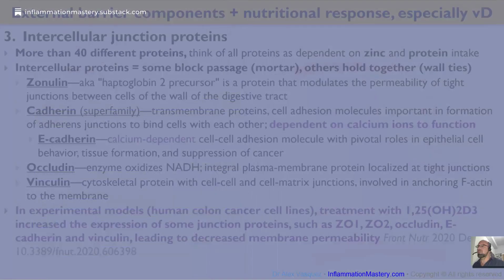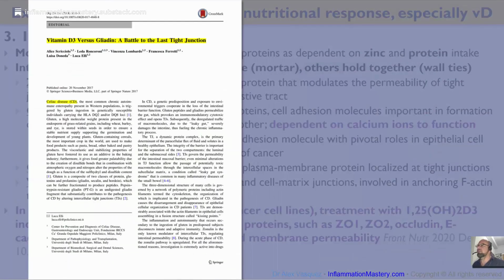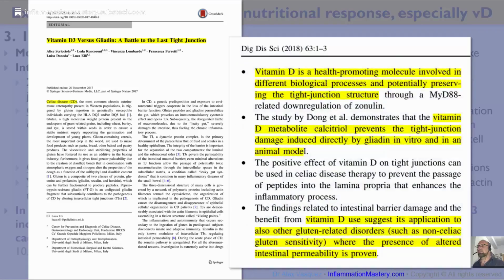Let's look at one more article on the same theme, vitamin D3 versus gliadin, which of course is a protein found in gluten, such as in wheat, barley, and rye. And so what they're proposing here is that by strengthening those barriers, we may actually be able to reduce the incidence of allergic diseases generally, and in this case, specifically celiac disease. So you can see that this was published in Digestive Diseases and Sciences 2018.